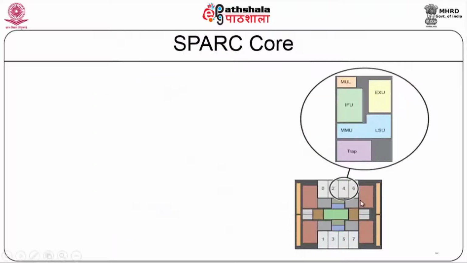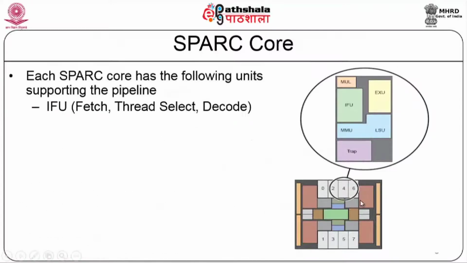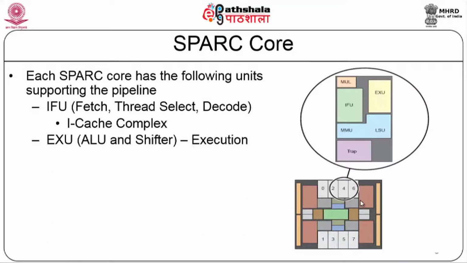So if you look at the SPARC core here, each of these SPARC cores has some units which are dedicated to each core, and some units which are shared between the various cores of the processor. A SPARC core has the following units supporting the pipeline. You have an instruction fetch unit which does the fetch operation and the thread select operation, deciding which thread is to be executed in that clock cycle. It controls the decode operation. It has the I-cache complex there.